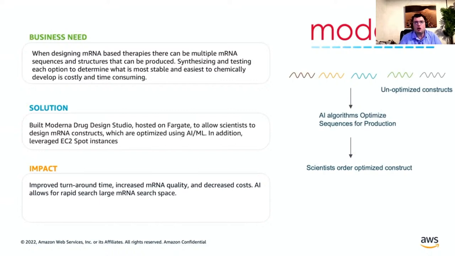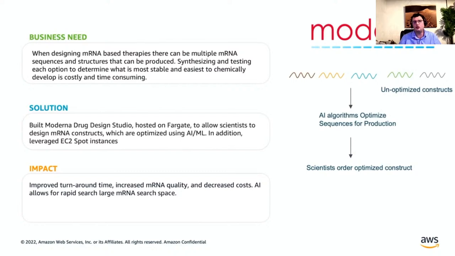The key problem that they are facing is that when designing mRNA-based therapies, for example, in the context of the COVID vaccine, but in many others now, there can be multiple RNA sequences and structures that in theory can be produced, but that search space is gigantic. It's not possible to synthesize and test every single potential construct. So a key problem that's faced from a machine learning perspective is, given this very large space, choosing which construct to build and test is a high priority. And you have to choose which of these to do.